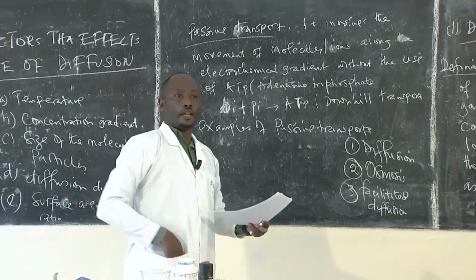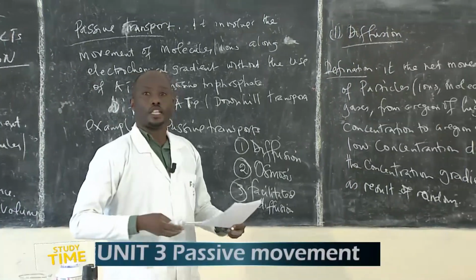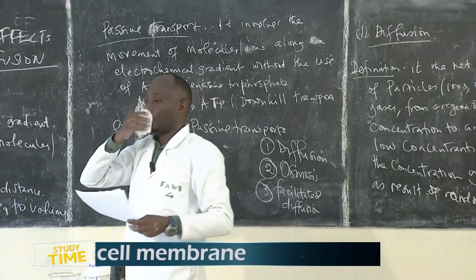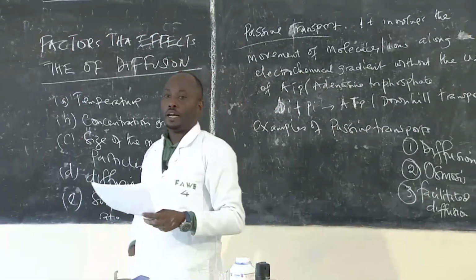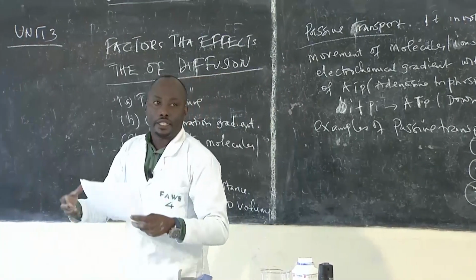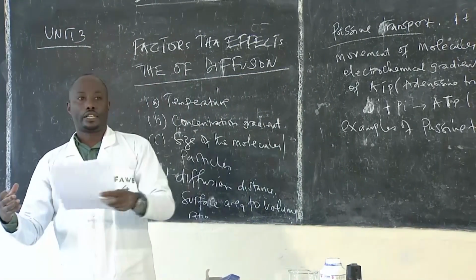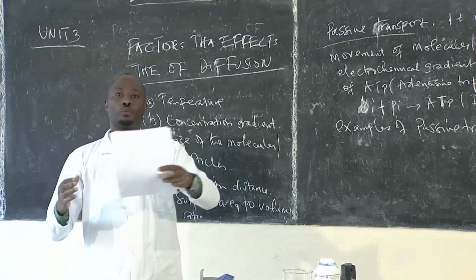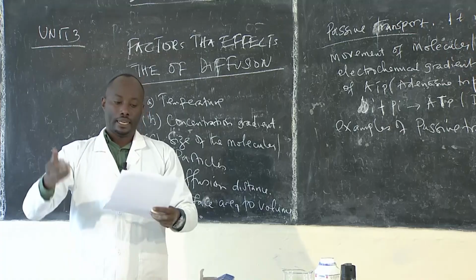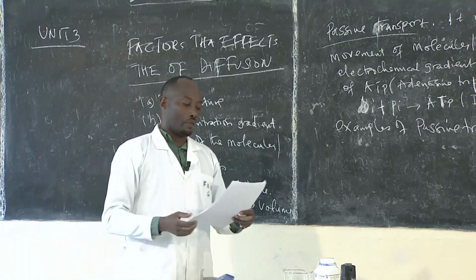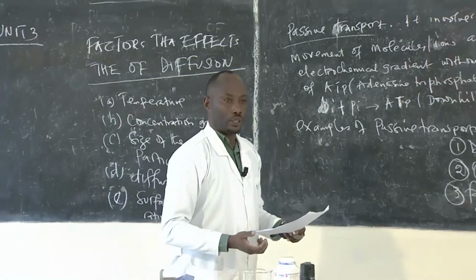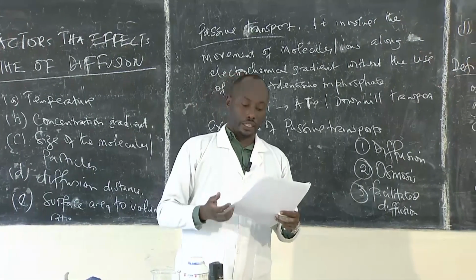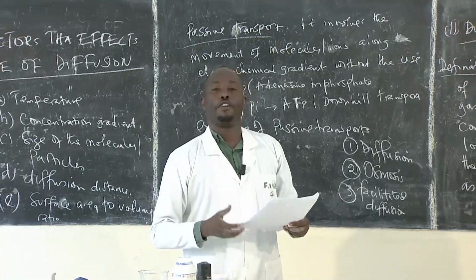When I talk about temperature, most reactions are sped up by increasing the temperature. Once you increase the temperature, the kinetic energy increases, and the molecules will collide with one another and may be able to move from one area to another. When the temperature of the particles is high, the kinetic energy increases and the particles move very fast.